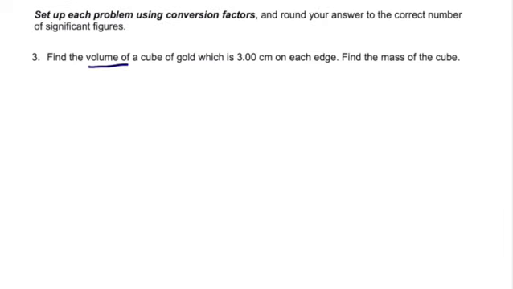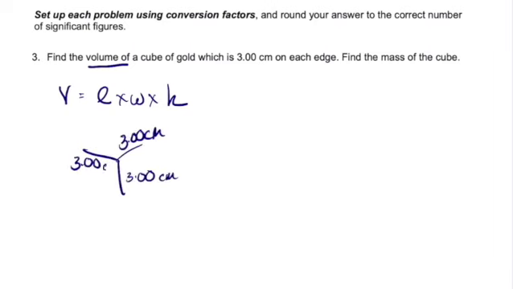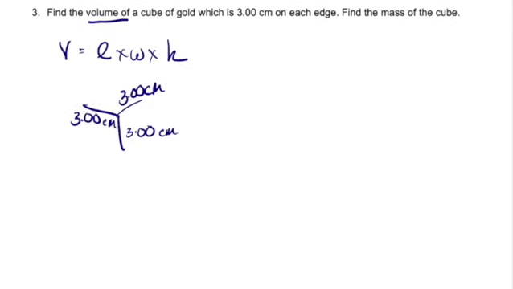In this question, we first have to find the volume. So I'm going to use the volume formula. And that's going to be length times width times height. And this is a perfect cube. So each is 3.00 centimeters. Now make sure you have all the significant figures when you run this one through. So don't just take 3 and multiply it through as you would. Make sure you have 3.00.